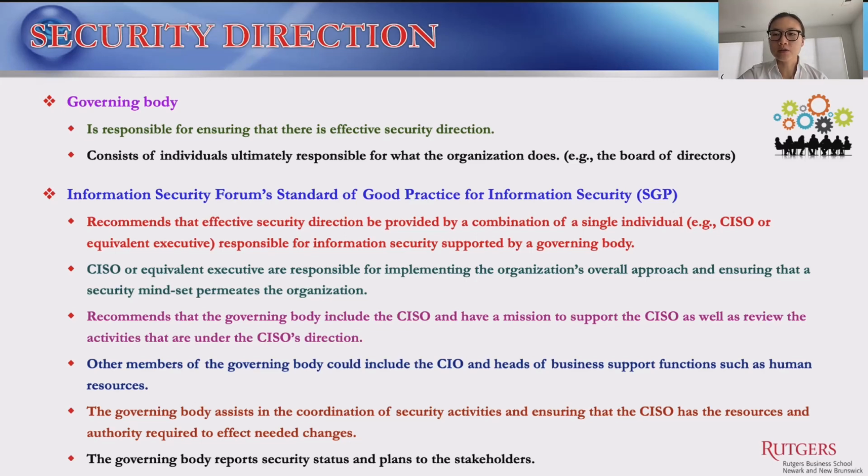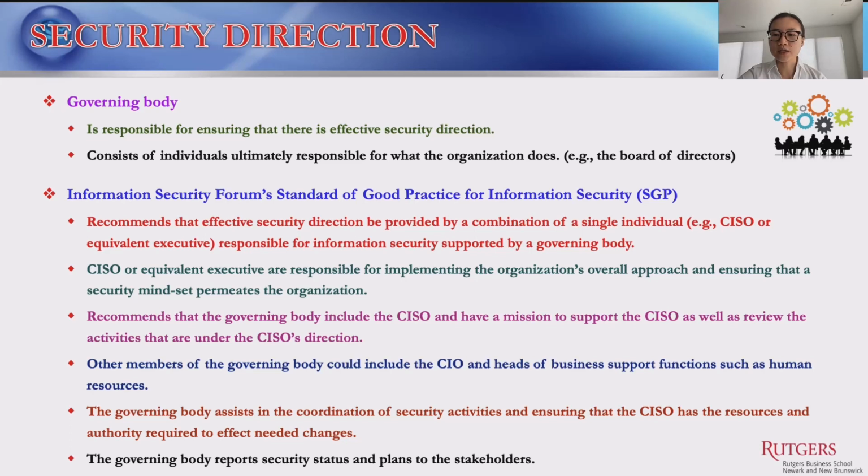The single individual is a Chief Information Security Officer, CISO, or an equivalent executive. This individual's responsibilities include implementing an organization's overall objectives and collaborating with other executives, managers, and operations personnel. It also recommends that the governing body include the CISO and have a mission to support the CISO, as well as review the activities that are under the CISO's direction.